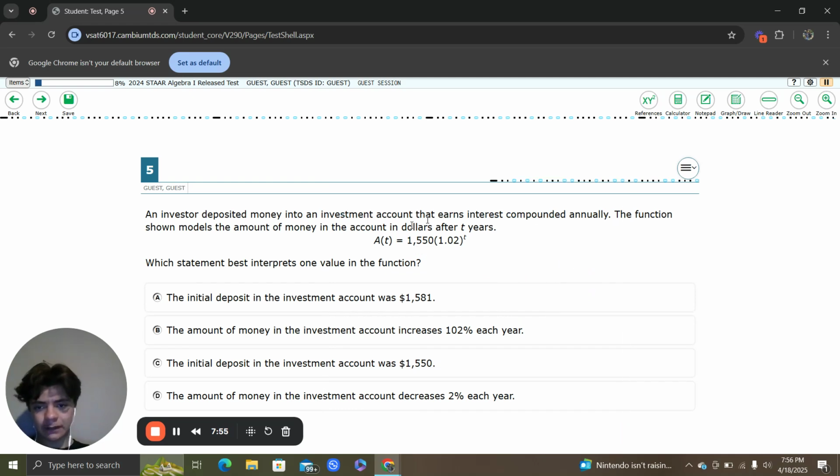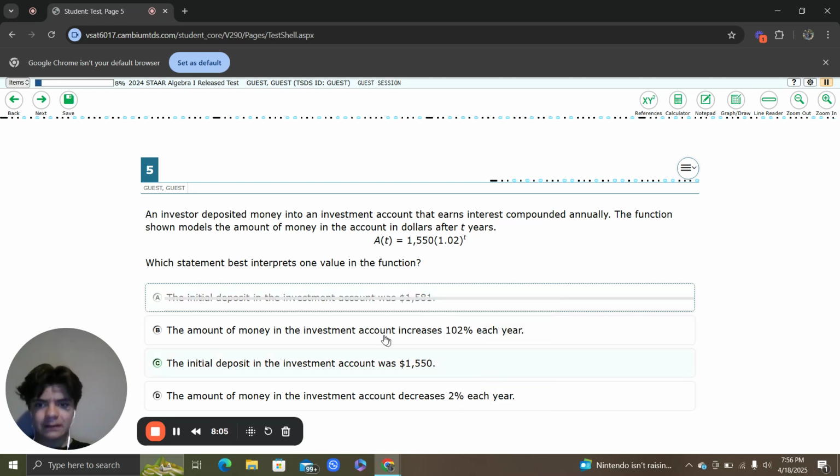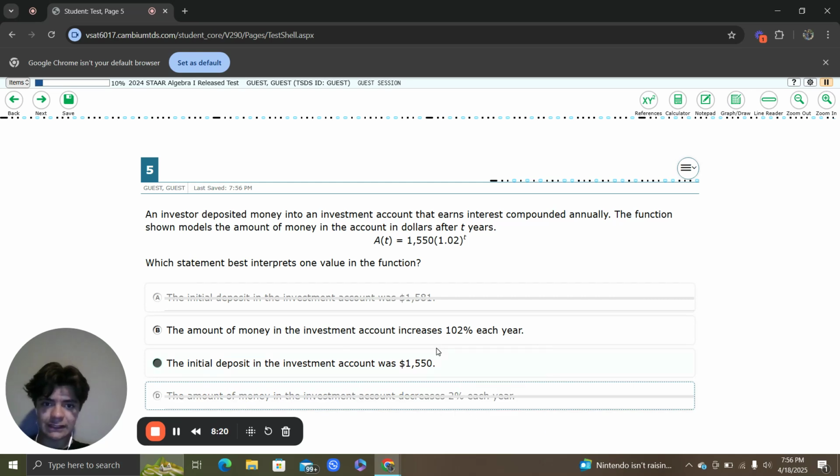So let's start. The initial deposit in the investment was 1,581. No, it was 1,550. So this is wrong. The amount of money in the investment increases 102% each year. No, it doesn't. The initial deposit in the investment was 1,550. This is true. And it's not decreasing. So this is the only one that's right.